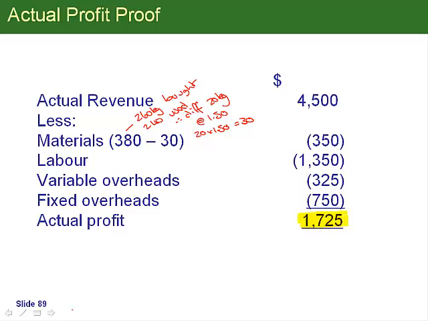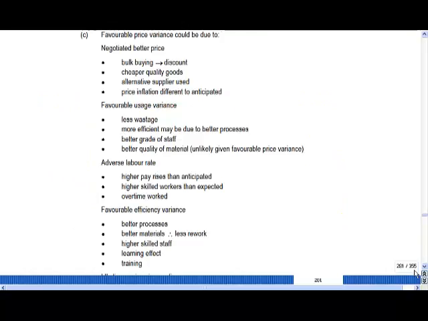So pause your presentation for a moment to have a think about the causes for the various variances that we've identified in our operating statement here, and then resume to have a look at some of the possible causes that you could have come up with. So here are some of the possible suggestions you could have made for the various variances that we have here.